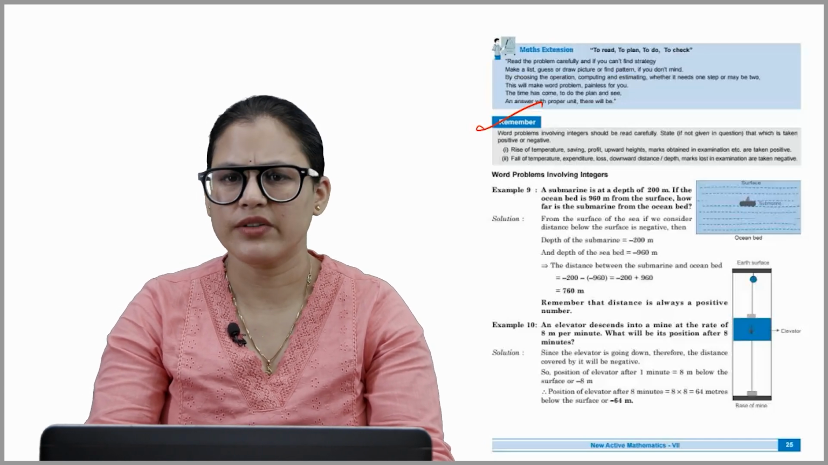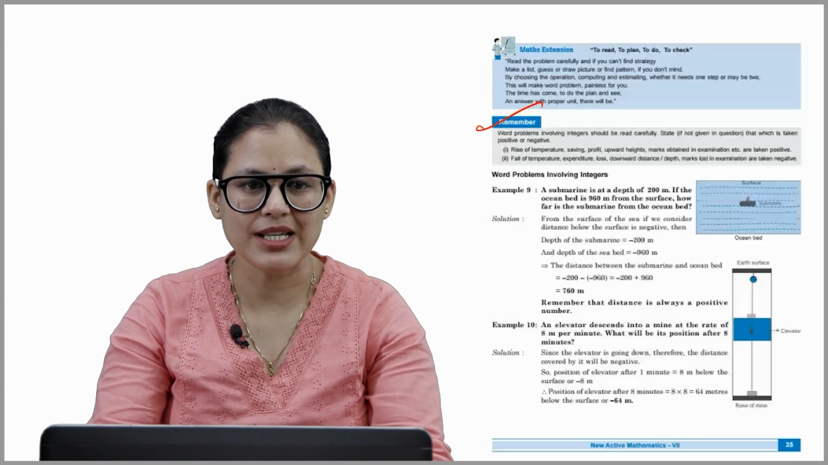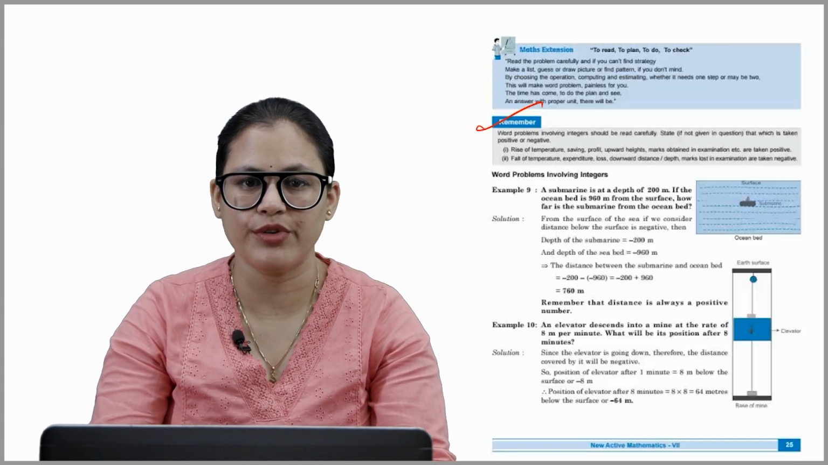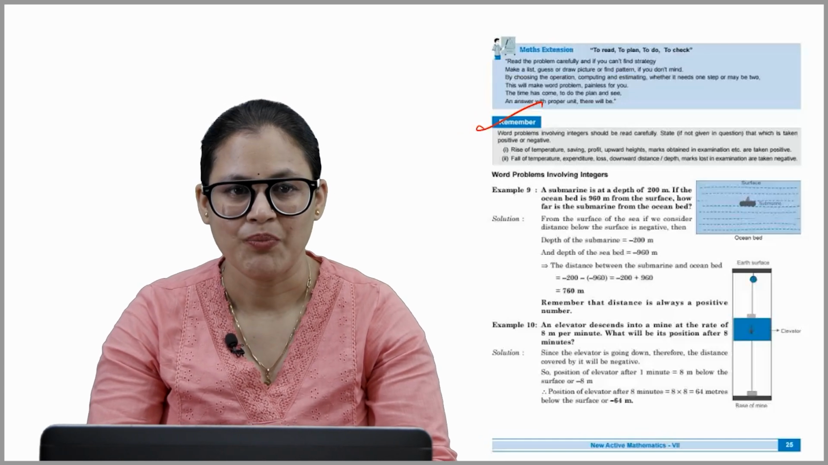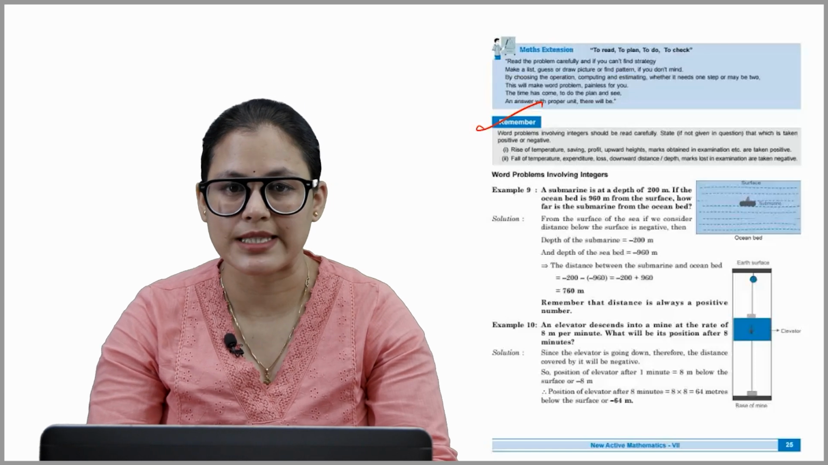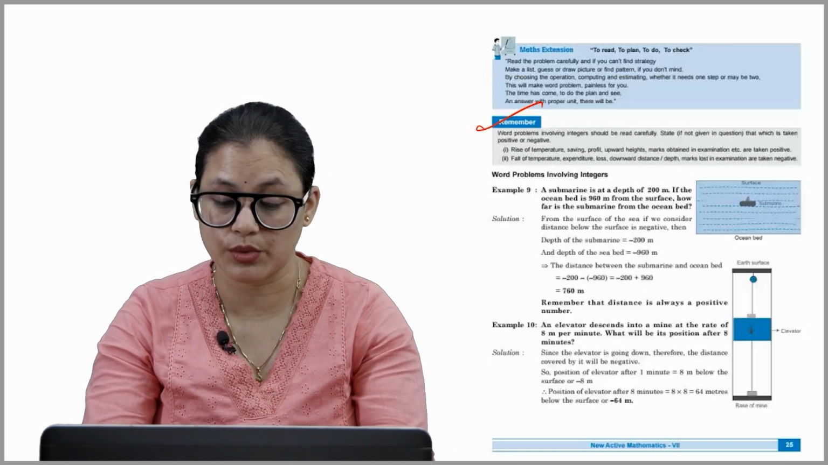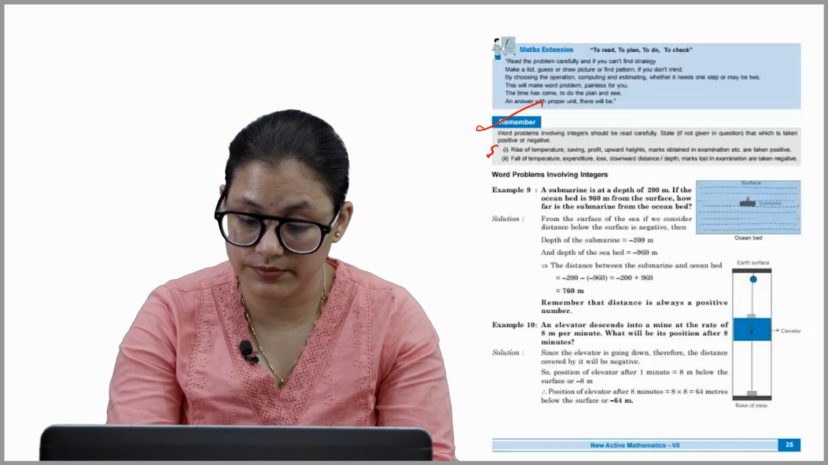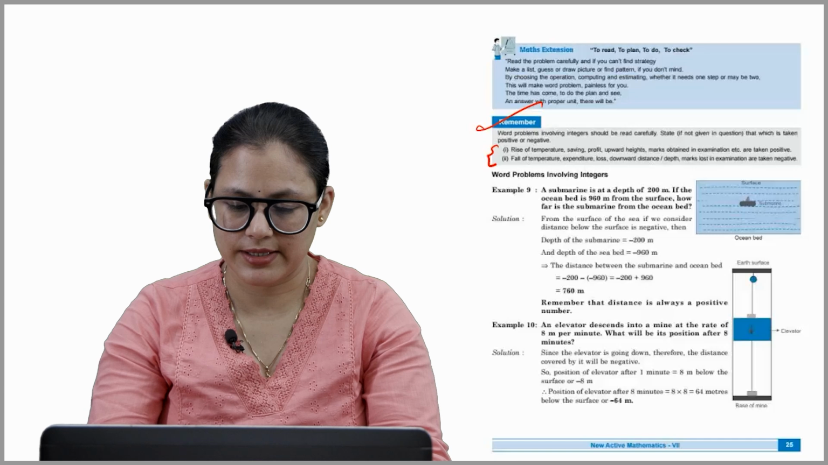So remember, word problems involving integers should be read carefully. State, if not given in the question, which is taken positive or negative. Number 1, rise of temperature, saving, profit, upward heights, marks obtained in examination, etc. are taken positive. Number 2, fall of temperature, expenditure, loss, downward distance, depth, marks lost in examination are taken negative. Remember them.